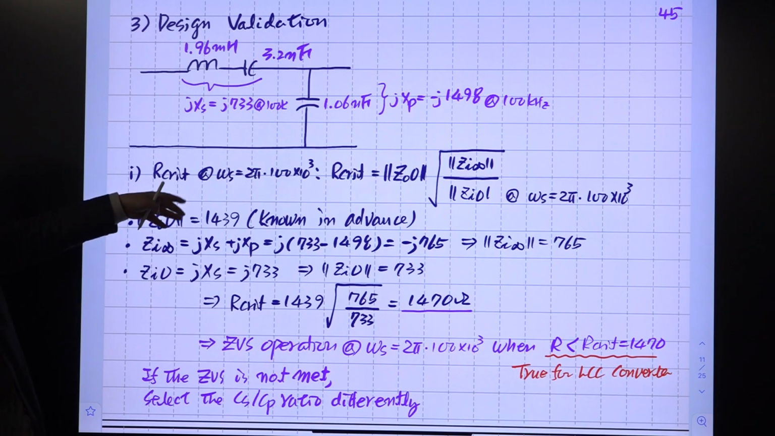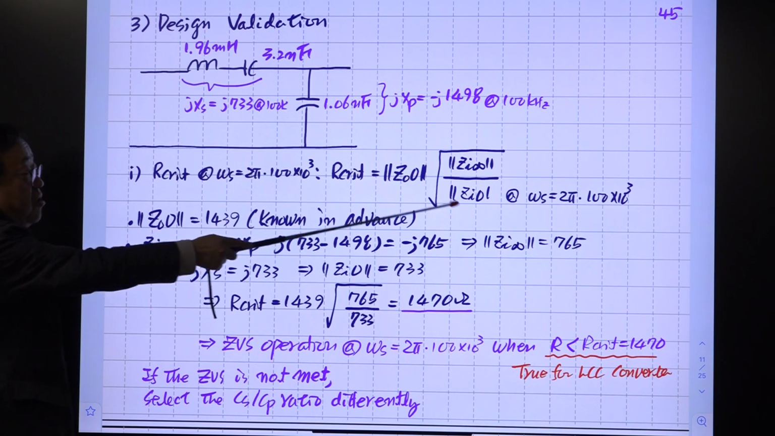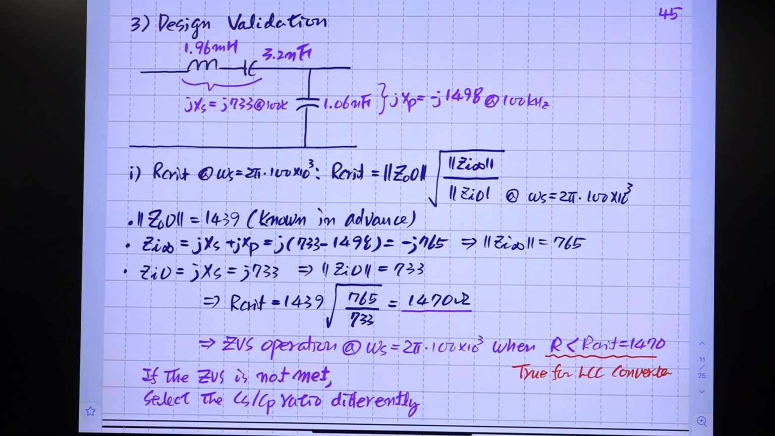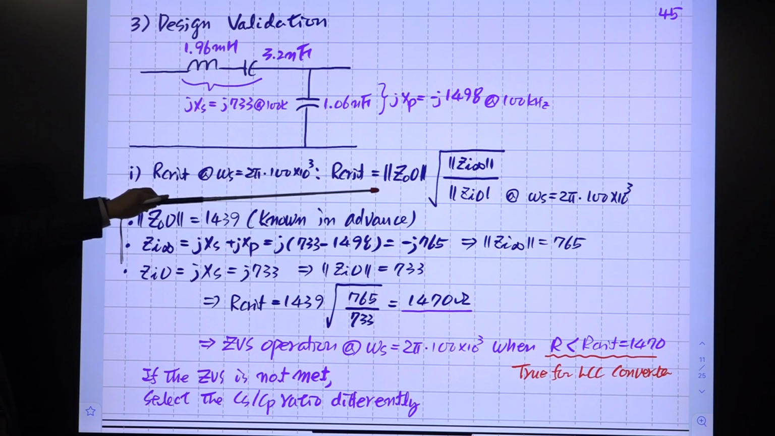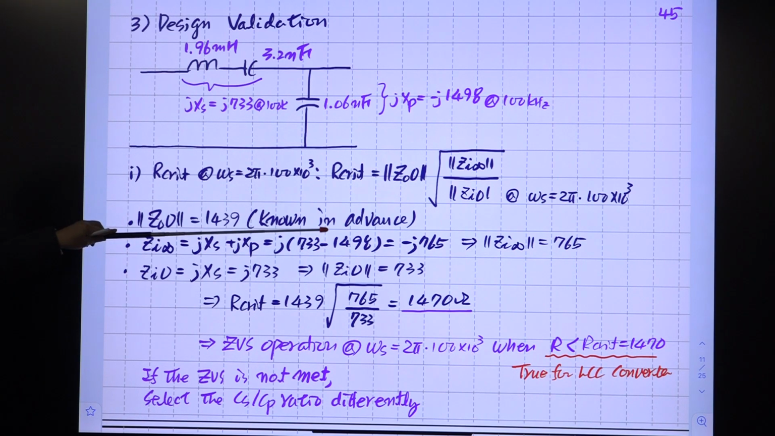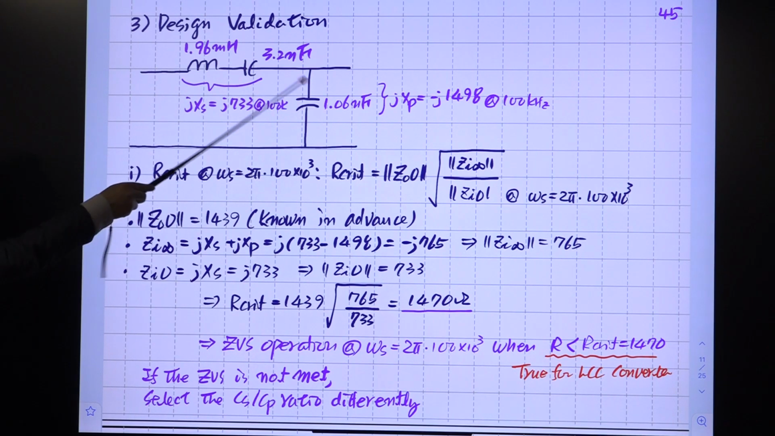This ZVS is available when R is smaller. If R, 900 ohm, is smaller than this value at this frequency, ZVS is guaranteed. Otherwise, you are in the ZCS region, all right? So this is very important to check. So we need to evaluate this. This is the equation for this R critical. We know this value. This is known from the beginning. Then we should know this one. So ZI infinity is this one. ZI infinity is this plus this.